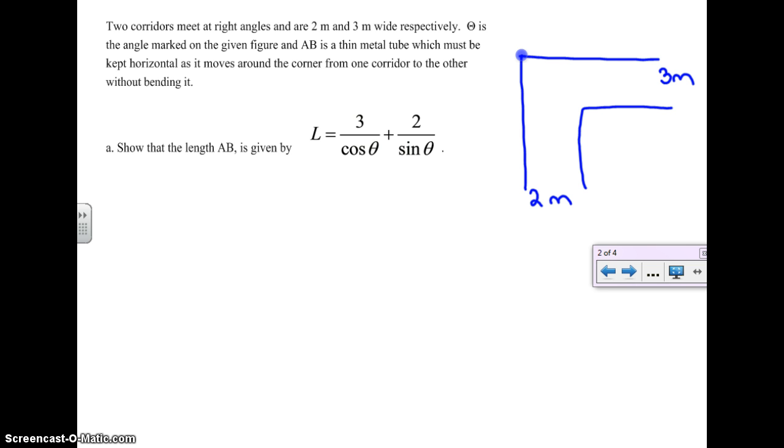So I have two hallways. They're meeting at a right angle, and one is 2 meters wide, one is 3 meters wide. Again, your picture does not have to be drawn to scale, but that's the picture that I've come up with. Theta is the angle marked on the given figure, and AB is a thin metal tube which must be kept horizontal as it moves around the corner from the one corridor to the next without bending. So I have a long metal tube.